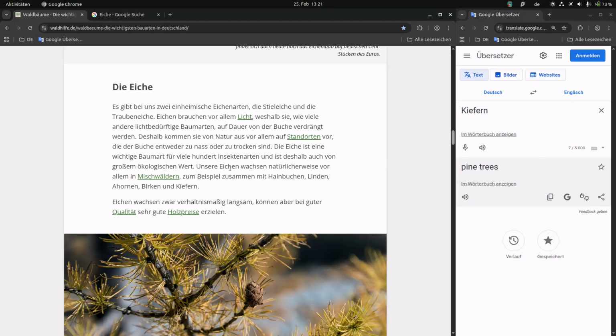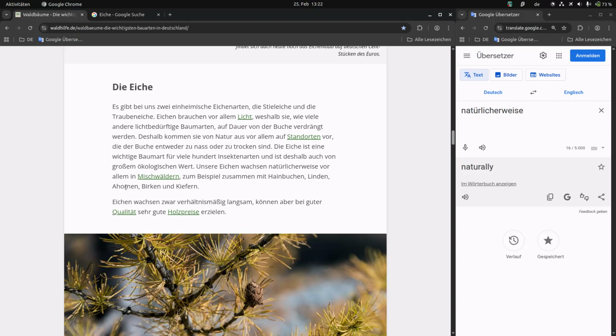So, our oaks grow naturally, or let me just translate that. Maybe I'm just dancing around the point. Yeah, naturally. I'm just going to stick to naturally. Grow naturally or by nature. Vor allem, above all, in mixed forest, for example, together with hornbeams, linde trees, I don't know.